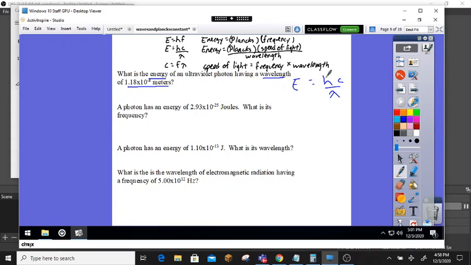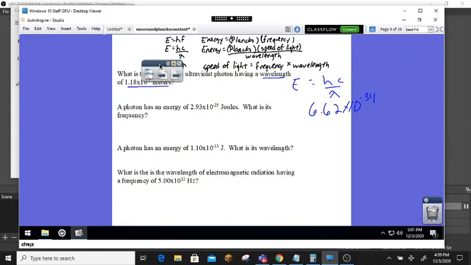And from here we just plug in the numbers, right? H is 6.62 times 10 to the negative 34. C is the speed of light.